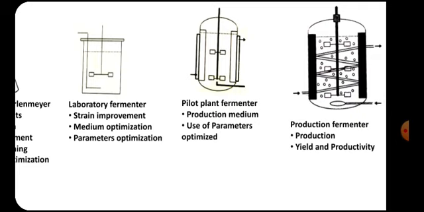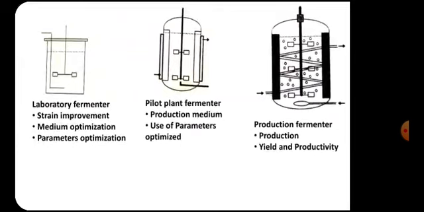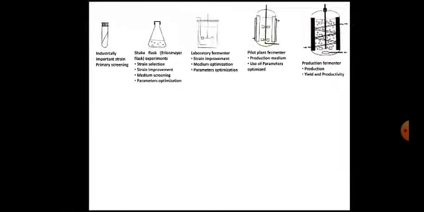Then use of parameters optimized, and at the last level, that is in production fermenter, the production is actually carried out and the yield and the productivity is determined and it is compared with that of the earlier scales or levels. These are the different levels of fermentation. Then the next part is scale up of fermentation.